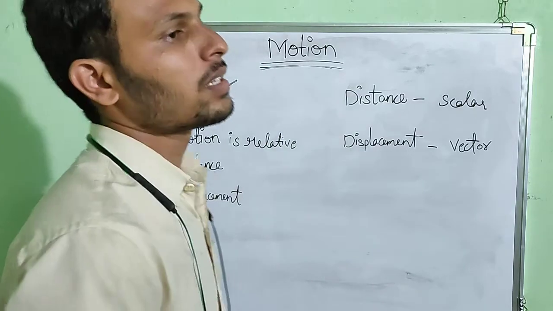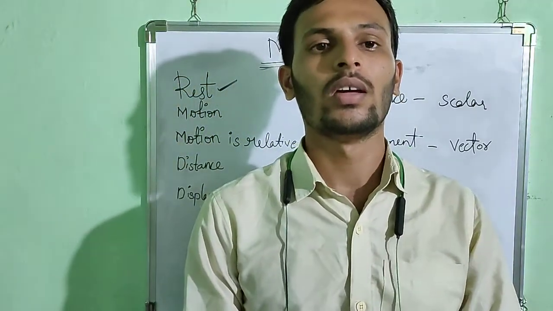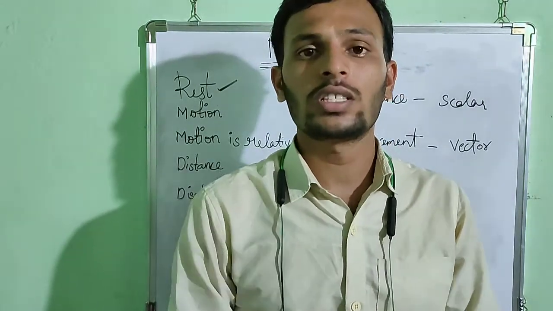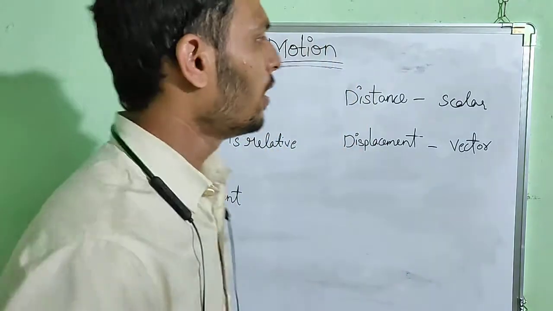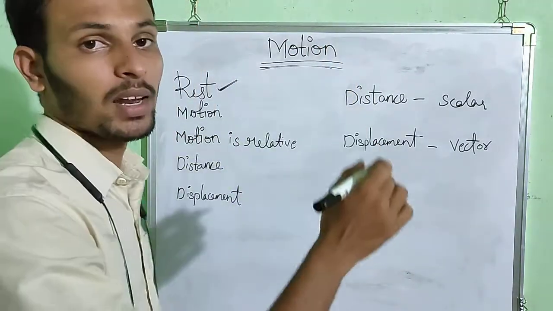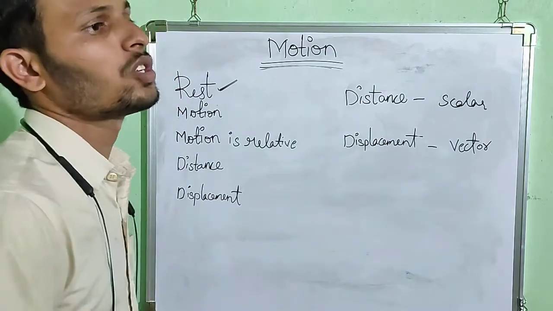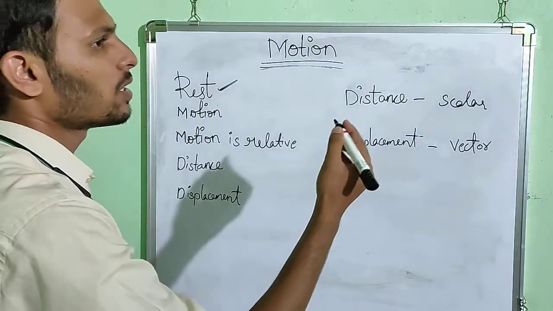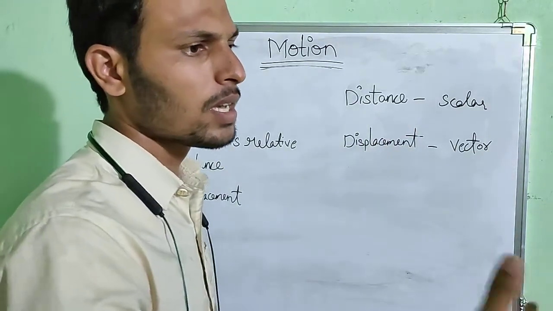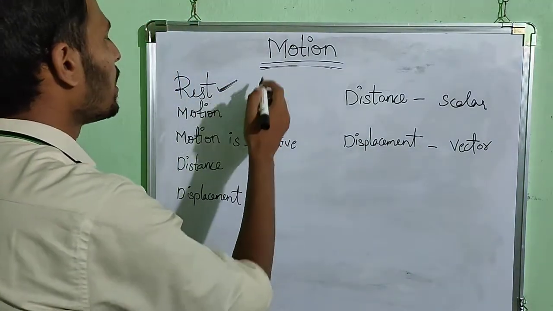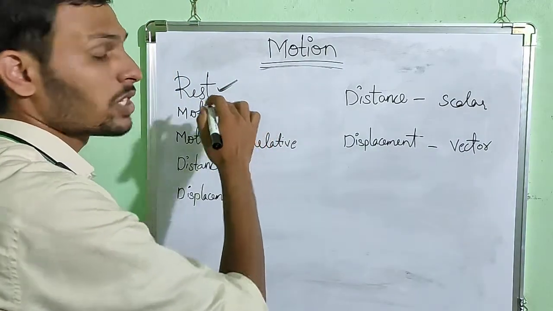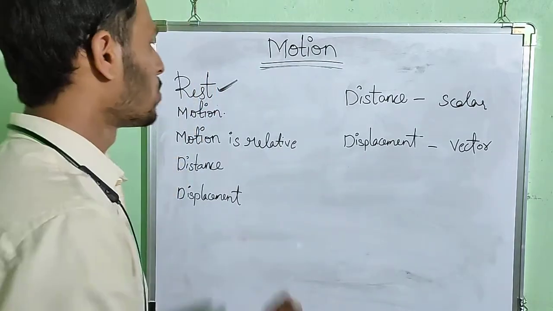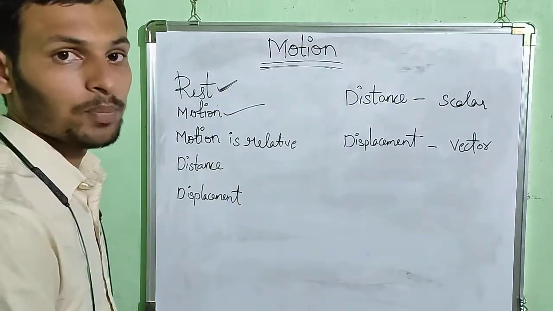The definition for rest is, when an object, with respect to the objects around it, does not change its position, then we say the object is at rest. Similarly, whenever the object is changing its position with respect to the objects around it, then it is known as motion.